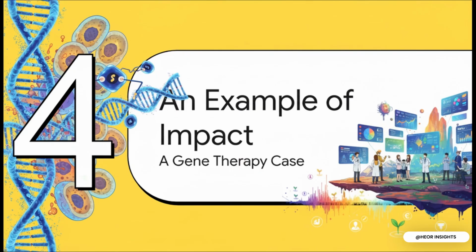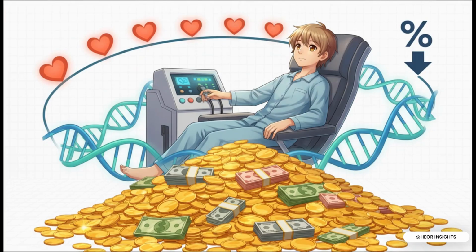To demonstrate the impact of discounting, we will now analyze a practical example based on a hypothetical gene therapy. Consider a new gene therapy that costs $100,000 upfront in year 0. It provides a benefit of 1 life year gained per year for 10 years, from year 1 through year 10. We will apply a discount rate of 3%.